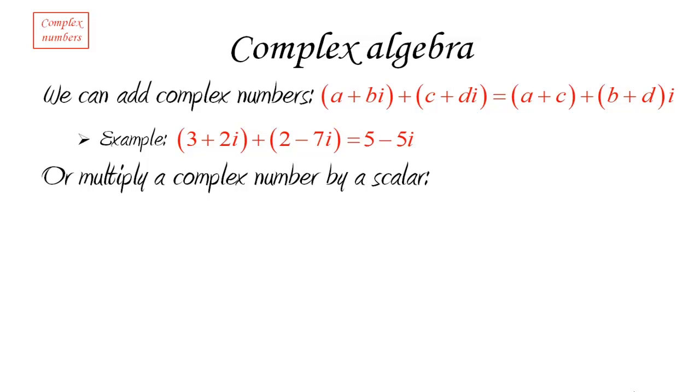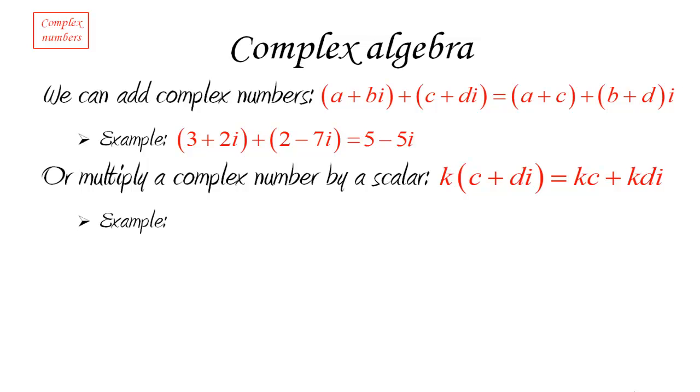What we can do is multiply a complex number by a scalar. And here, by a scalar, we mean a real number. So the way we do it is in the usual intuitive and expected way of taking a scalar k and multiplying it by c plus di, simply by multiplying c by k and di by k. And notice that k and d are both real numbers, so they can be multiplied together.